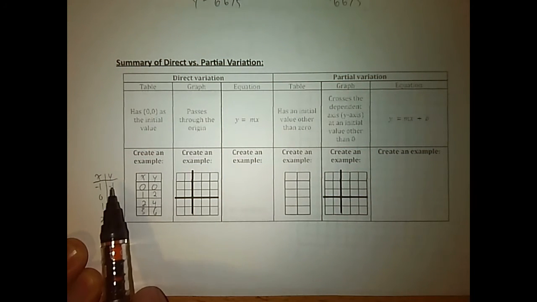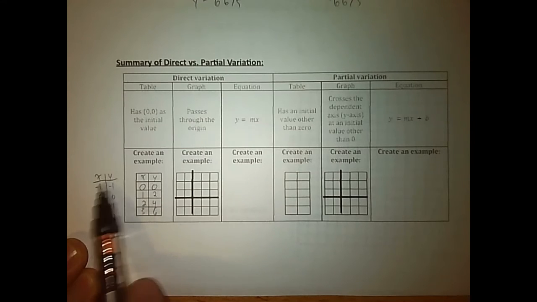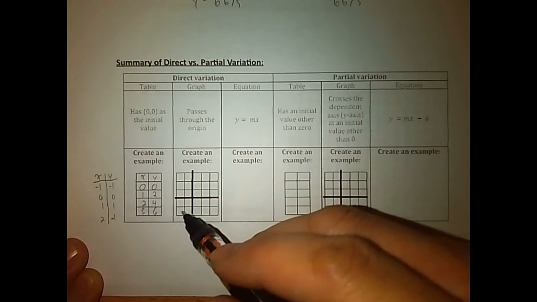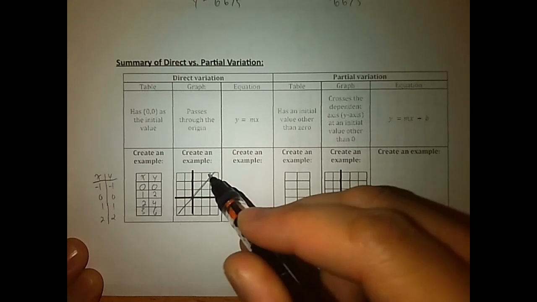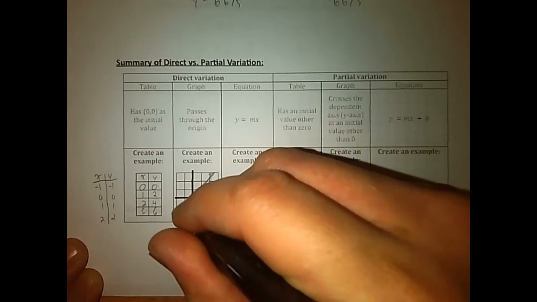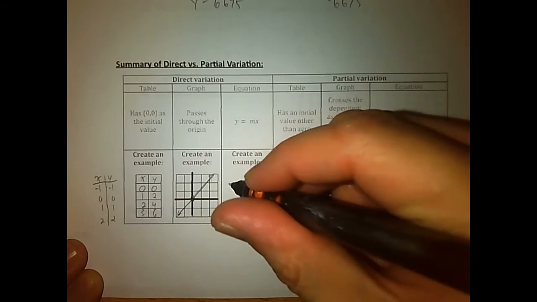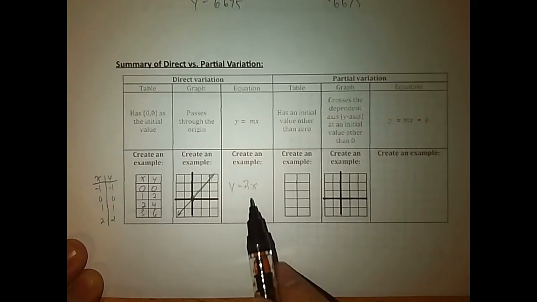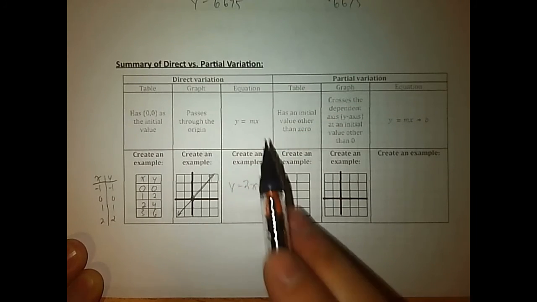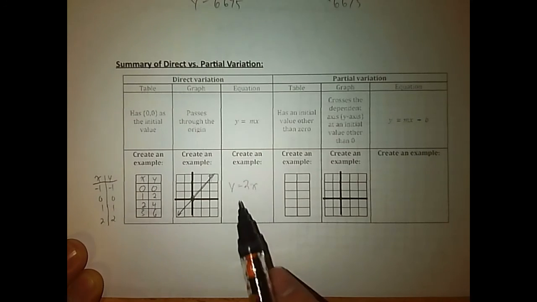It doesn't have to necessarily start there. But a lot of our graphs, if we don't have negative numbers, it's going to start at 0, 0. If it's direct variation, it passes through the origin. That's our origin there. And our equation is always just y equals that constant of variation times x. So mx here, but m could be 2 or 4 or 6 or whatever.